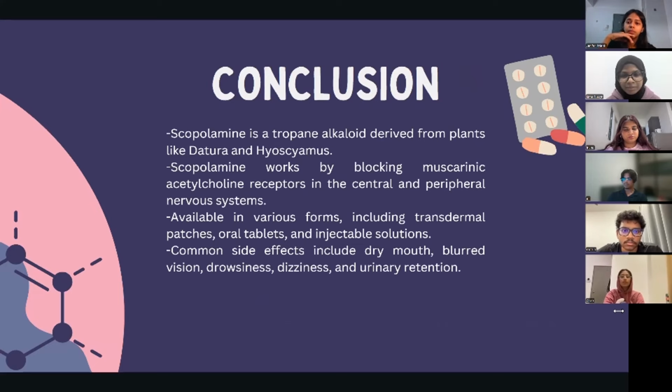Scopolamine works by blocking muscarinic acetylcholine receptors in the central and peripheral nervous systems. It is available in many forms, including transdermal patches, oral tablets, and injectable solutions. Some common side effects include dry mouth, blurred vision, drowsiness, dizziness, and urinary retention.